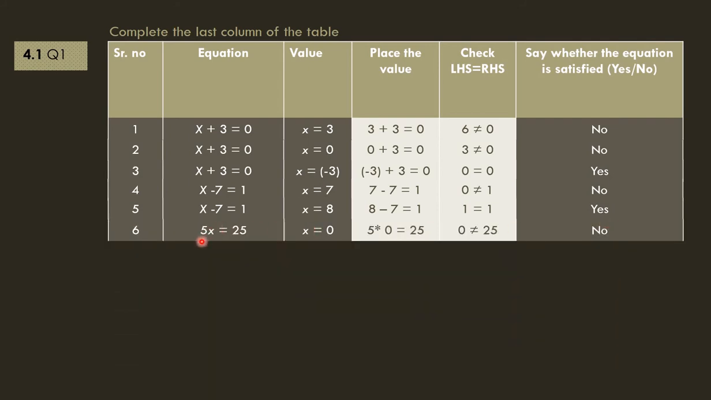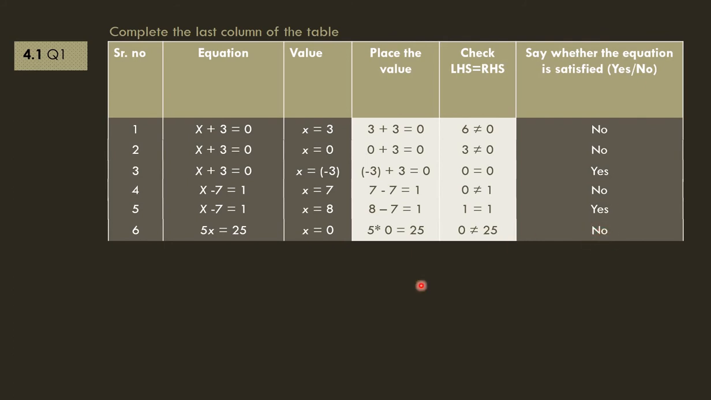Now you can see equation 6, that is of multiplication. Left hand side is 5x and right hand side is 25. So my equation is 5x is equal to 25 and the value of x is given as 0. So let's put this 0 into the equation. So the left hand side of the equation will become what? 5 into 0. Any number multiplied by 0, you will get the answer 0. That's why the LHS is 0. But you can check the RHS is 25. It means 0 is not equal to 25. That's why I'm going to write no in the last column.